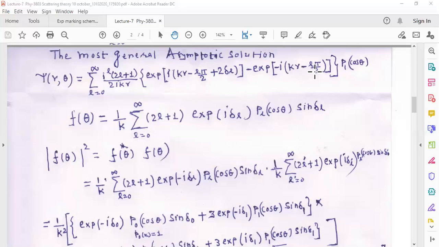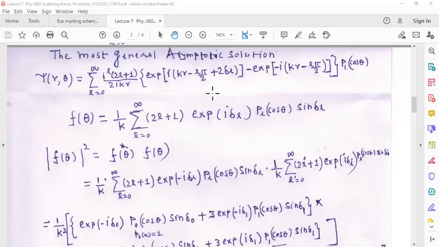and the term e to the power of minus i into kr minus L pi by 2 represents the incoming wave. I have already explained that each plane wave is basically a linear combination of an infinite number of spherical waves. These are the spherical waves corresponding to L equal to 0, L equal to 1, L equal to 2. So this expression ultimately gives you a very important thing, the contribution of a scattering potential.